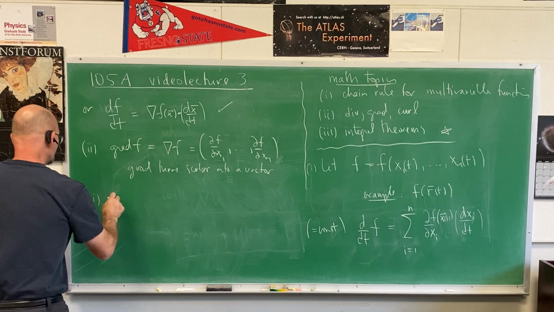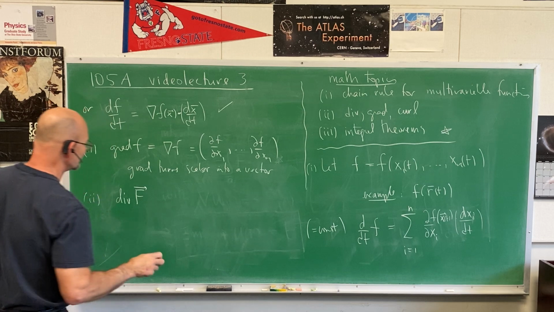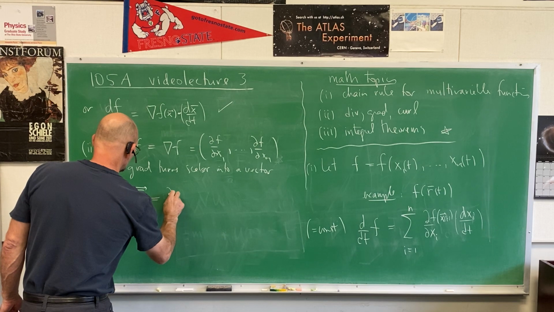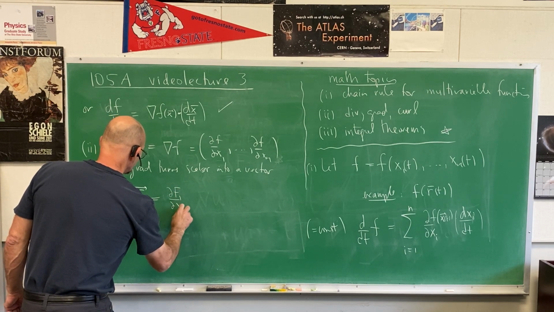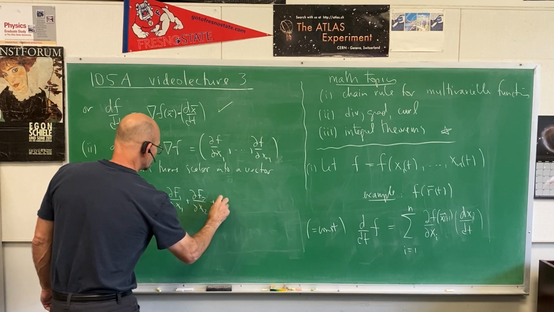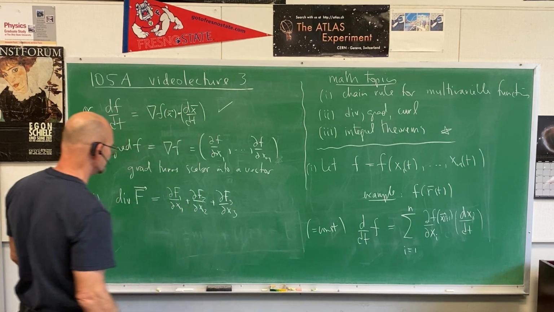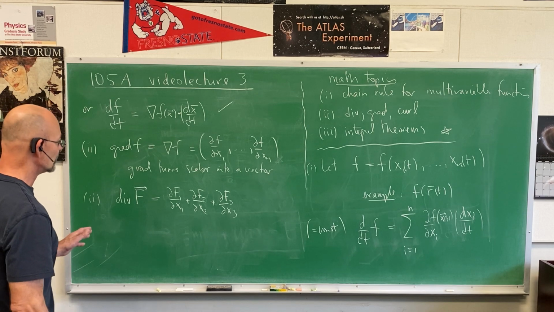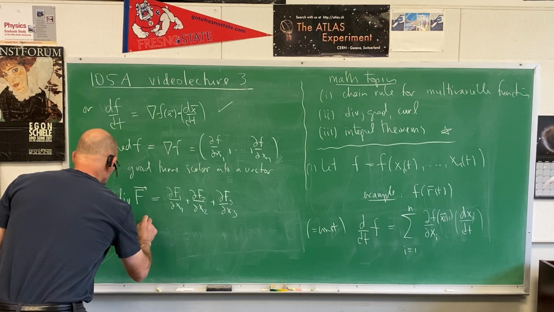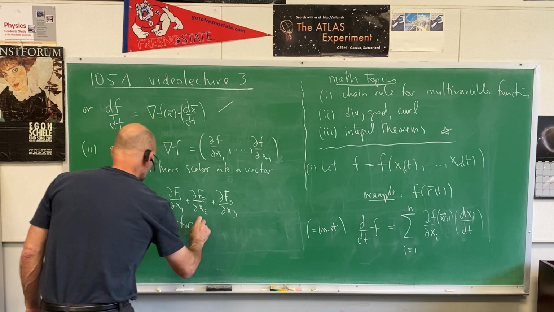What about the divergence? Divergence is always the divergence of a vector. Divergence of f equals df1 dx1 plus df2 dx2 plus df3 dx3. So good. We've seen that before. Definition. And what we're driving at here is that divergence turns a vector into a scalar.